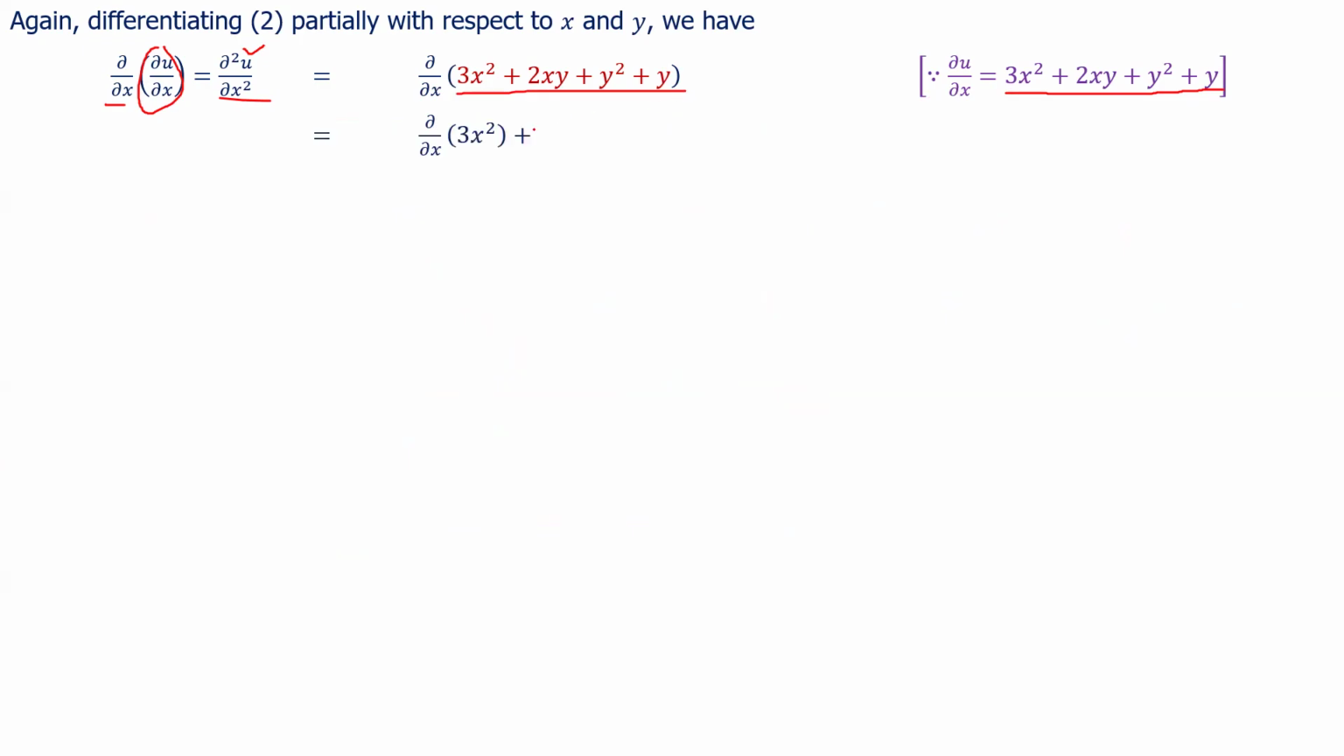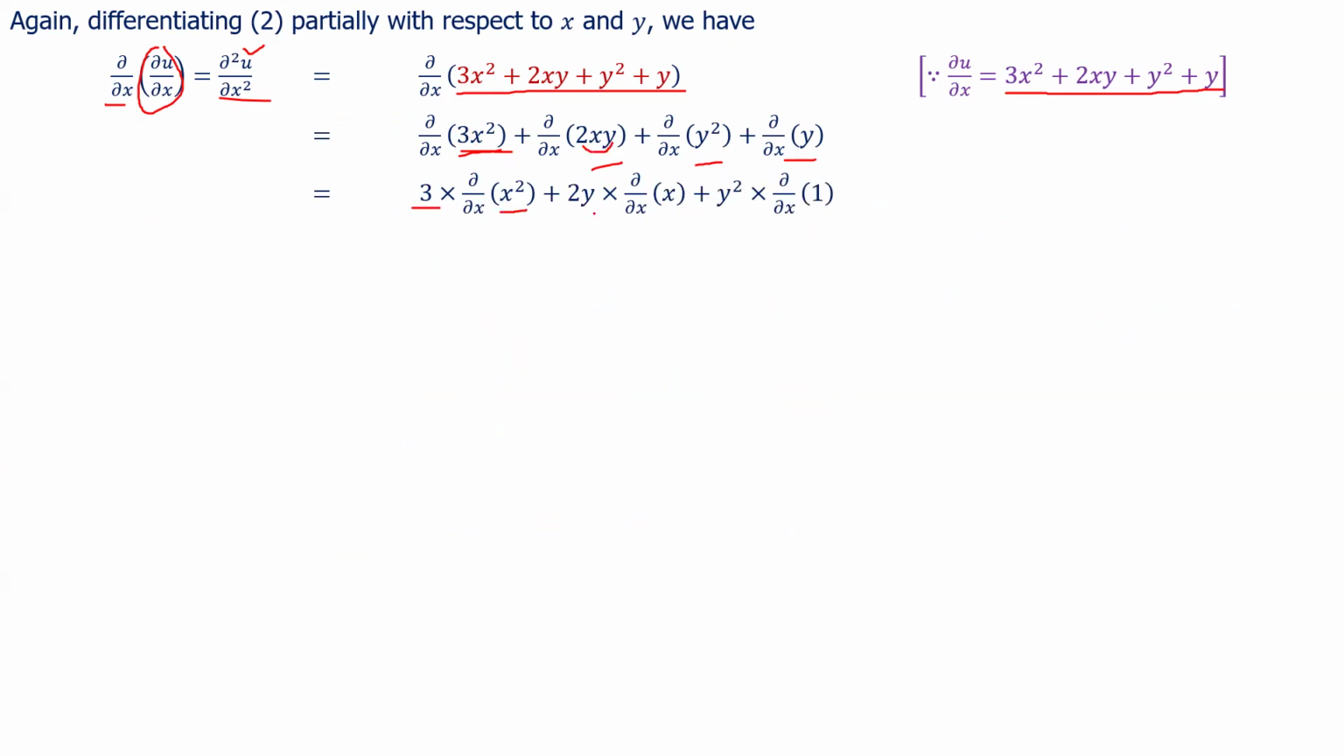And again, if we open the brackets, we can write down the partial derivatives of different terms in this manner. Again, partial derivative of 3 we can take outside. We can write down x square. Here 2y we can take outside. Partial derivative of x. Y square we can take outside. Partial derivative of 1. And we can take y outside again. Partial derivative of 1. Partial derivative of 1 with respect to x will become 0. And now partial derivative of x square is 2x. Partial derivative of x is 1. And this term will become 0.